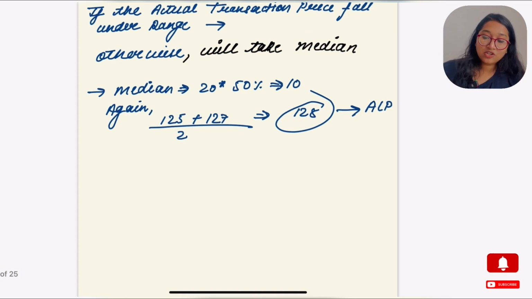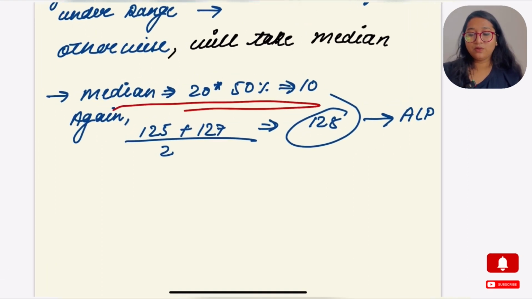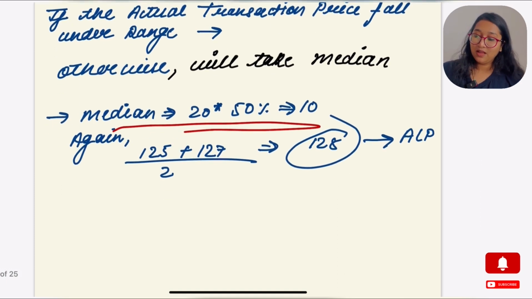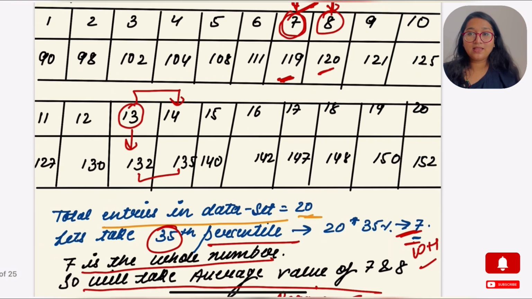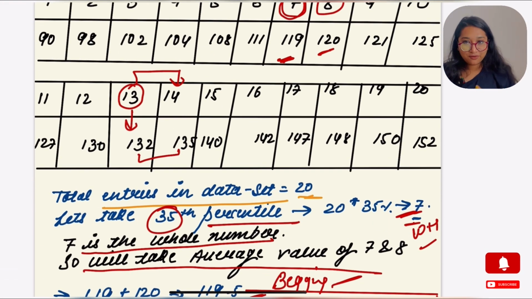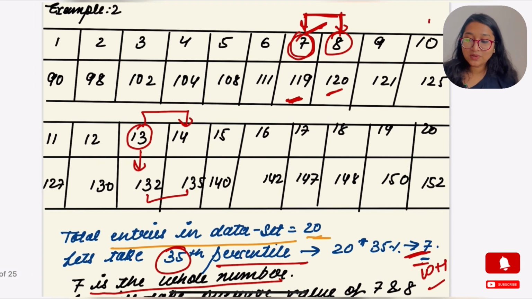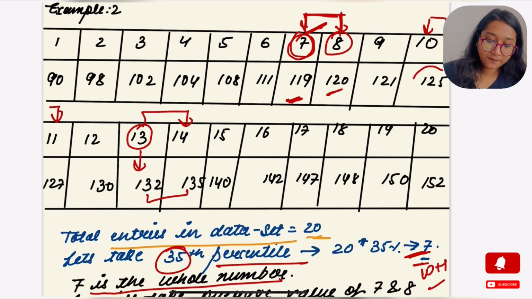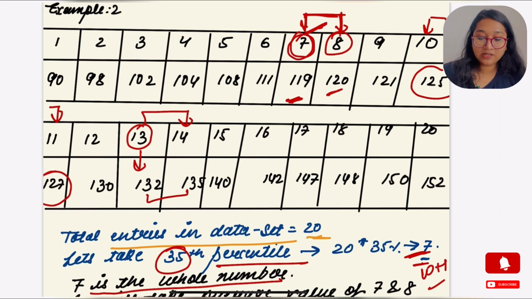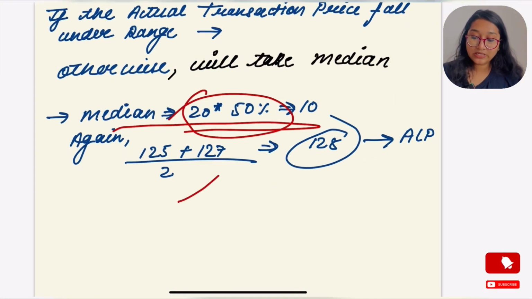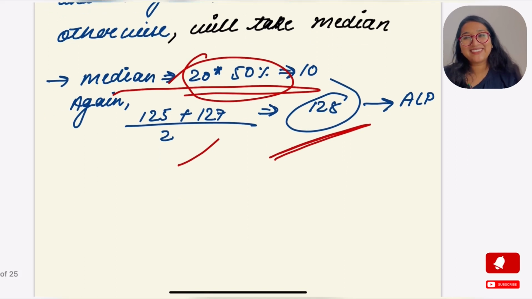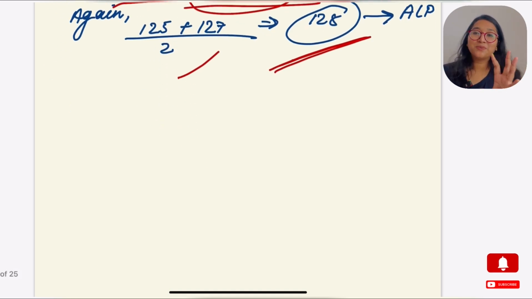If my actual transactional price is not falling in the range, in that case again I'll go for the median. I have to take the median of 20, which is 10. Again, 10 is a whole number, so I'll take the average of 10 and the higher number coming after it, which is 11. 125 plus 127 divided by 2, which is 126. So this is going to be my arm length price.